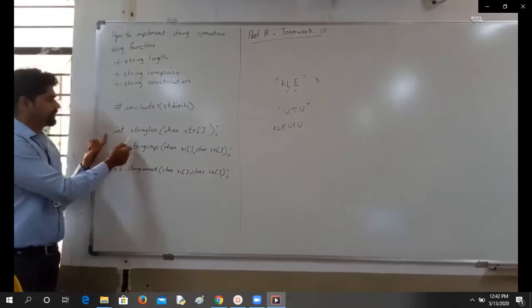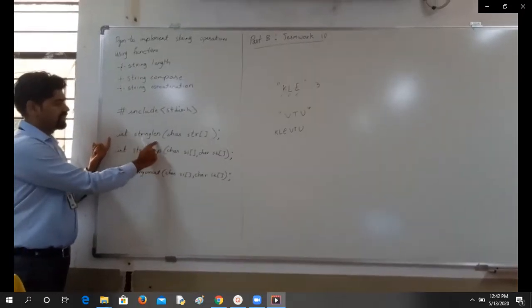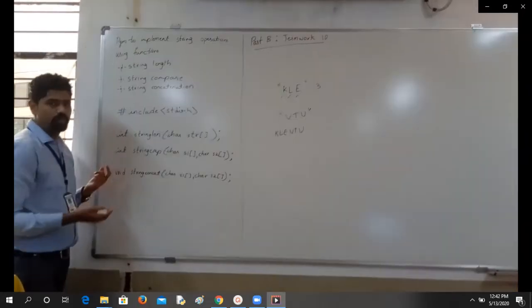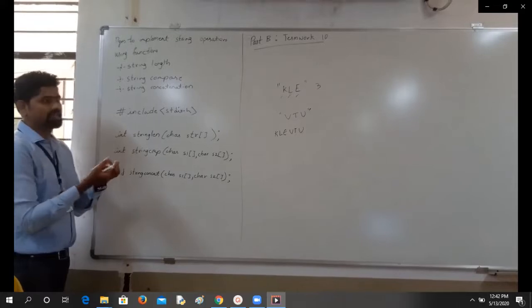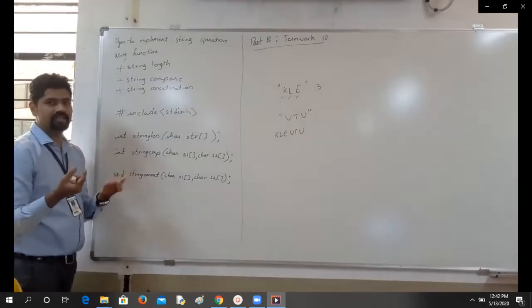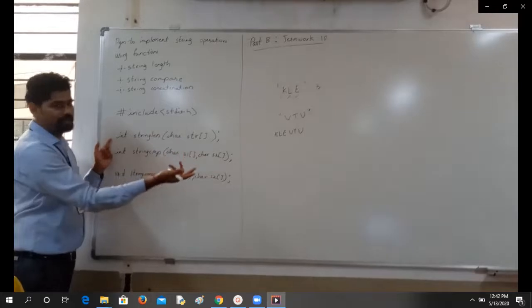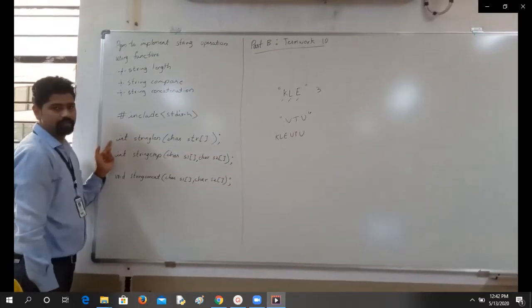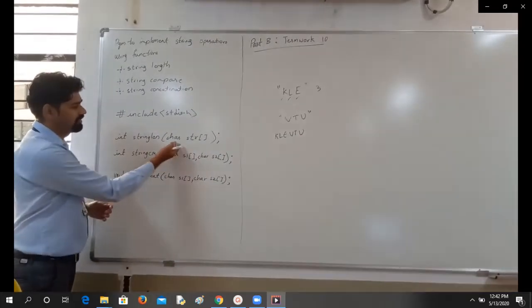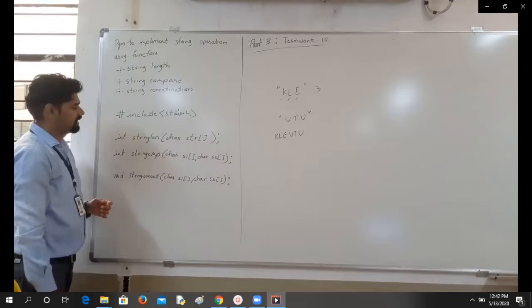So first I have a function string length which is going to give me the length. Length is nothing but the number of characters in it. That means it is integer. Thus the return type is int and it accepts one parameter which is of type string. Okay, we don't have a type string here. That's why we declare a character array.